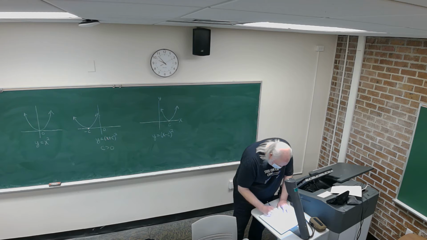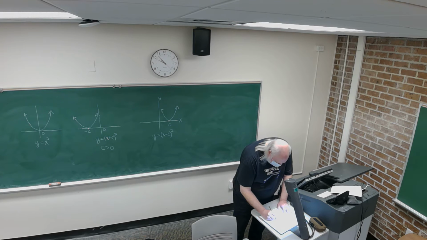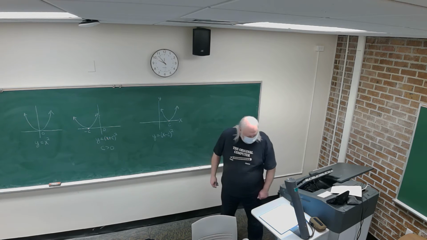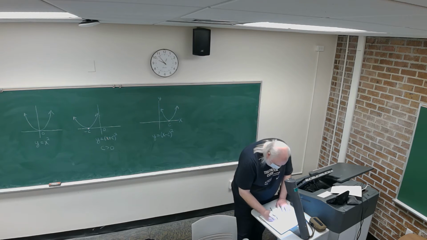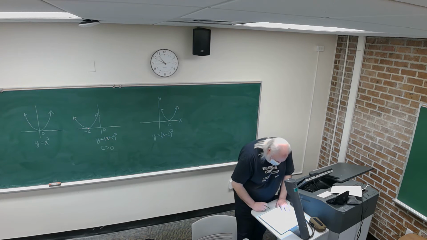1/2 of 0 is still 0. 1/2 of -1 is -1/2. 1/2 of 0 is still 0. And 1/2 of 4 is 2. And so we plot those points. So here's -4, -3. So you notice this point over here, it's now been moved up to here with the compression.